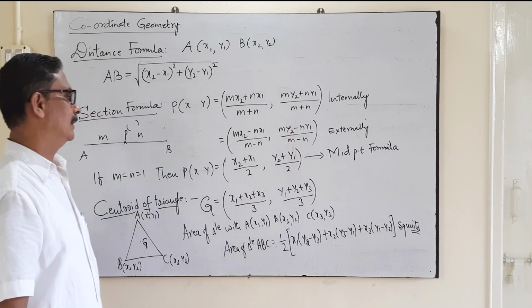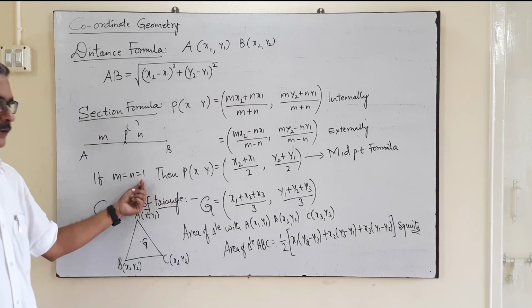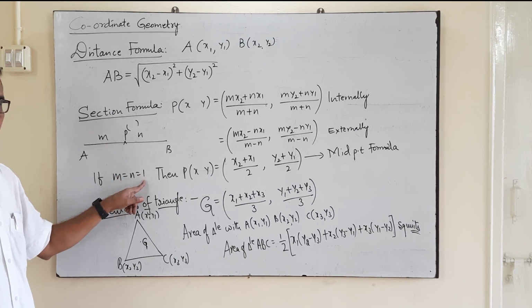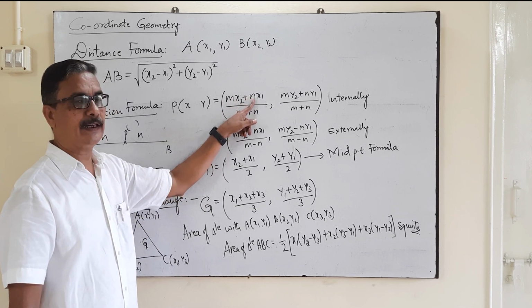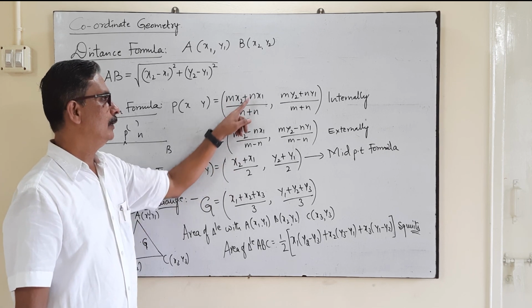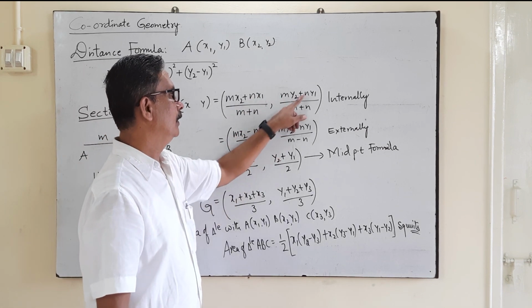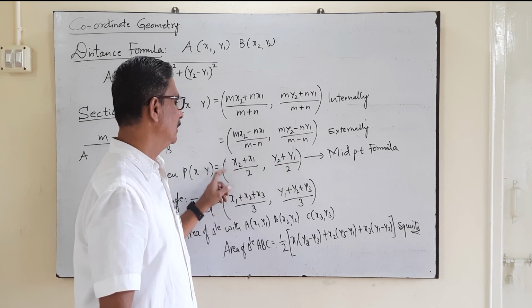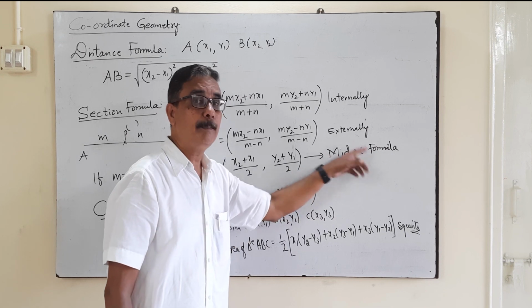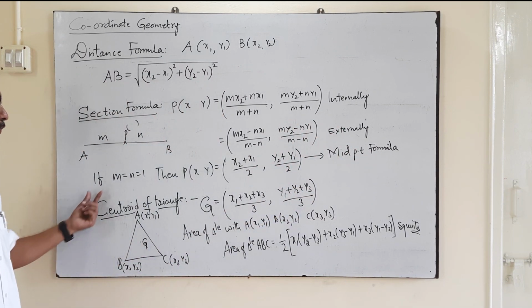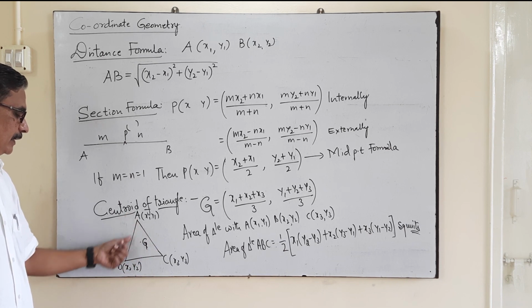Suppose if the ratios are equal, ಎರಡು ratio equal ಆಗಿತ್ತು ಅಂದ್ರೆ, say m is equal to n is equal to 1, then coordinates of point P of xy is equal to, put m is equal to 1, n is equal to 1, 1 into x2 plus 1 into x1 divided by 2. Similarly 1 into y2 plus 1 into y1 divided by 2. This is known as midpoint formula. ಇದಕ್ಕೆ ಏನಂತಾರ? Midpoint formula.